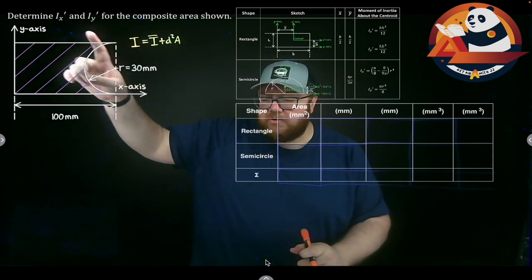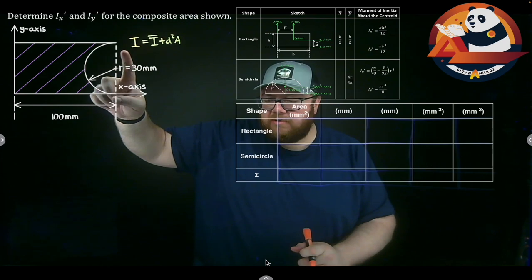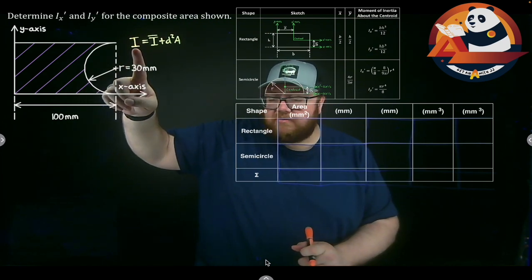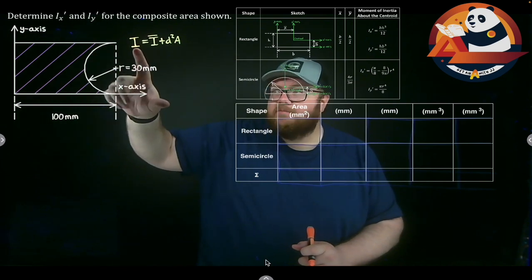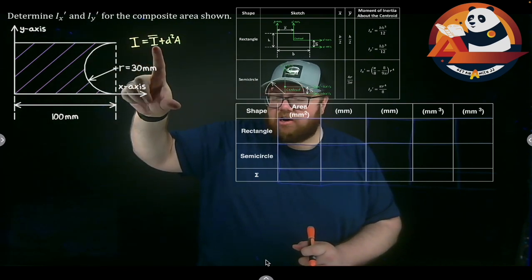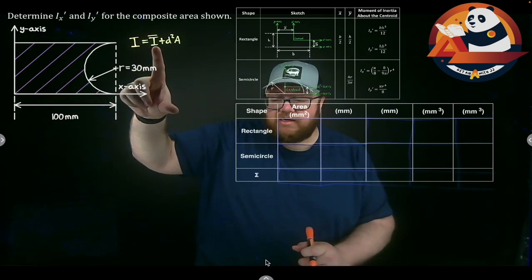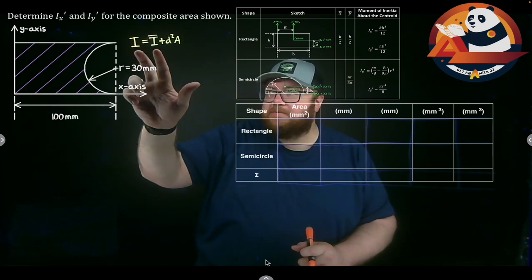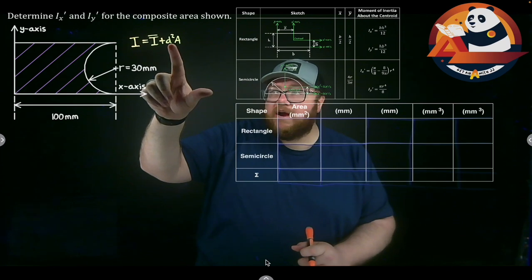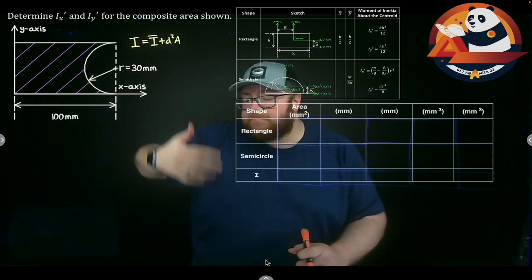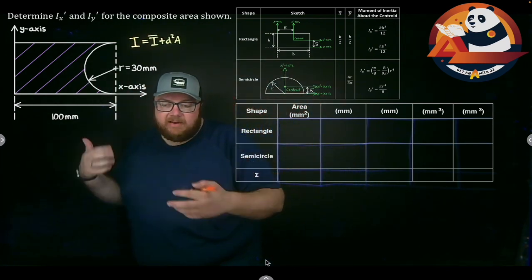So for us, when we're doing Ix prime, this would be our moment of inertia about the center of the entire object. We'll have to break this into individual pieces. But for the entire object, it's our moment of inertia about the centroid of an individual piece plus our distance between the center of the entire object and the center of the piece, squared times the area. We'll just do that for each piece in there. And then we'll do the same idea for our y.